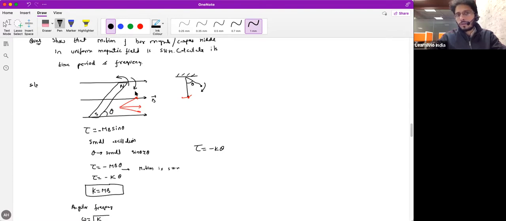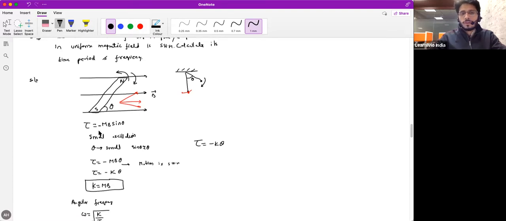This torque will try to align this dipole in the direction of the field. We write that torque is minus mB sin theta. I'm using this negative sign because this torque is restoring. So what happens? Noor, can you explain why this bar magnet should oscillate? If I put this bar magnet in the magnetic field, it keeps on oscillating about the direction of the magnetic field. Why would it oscillate?